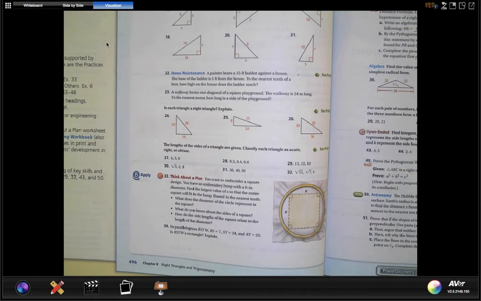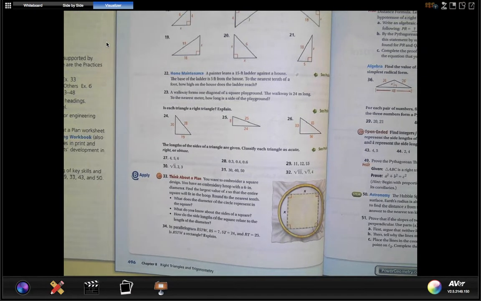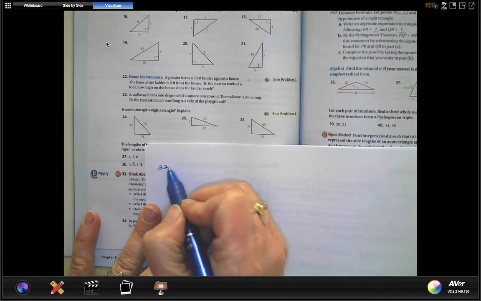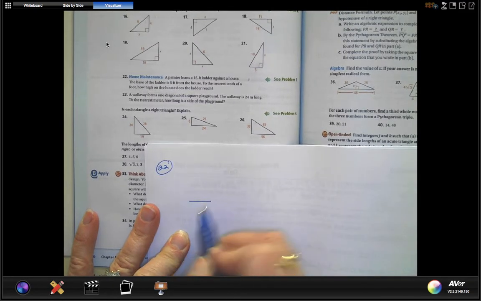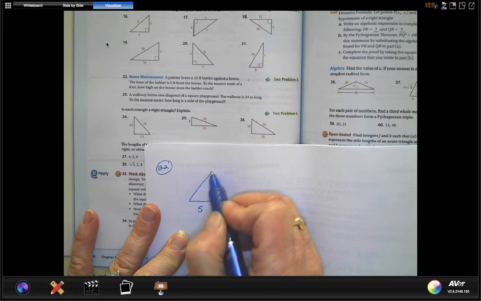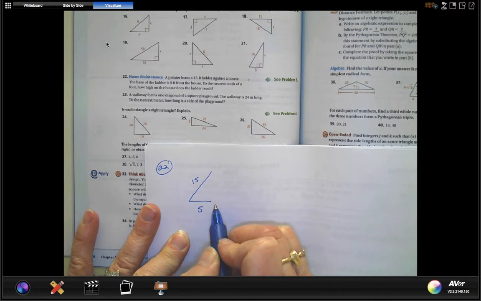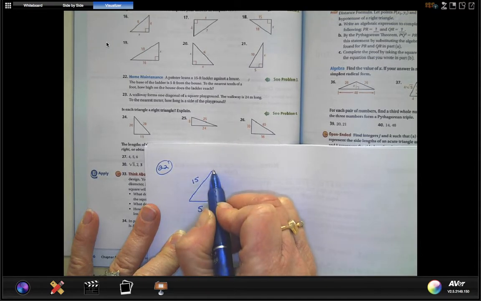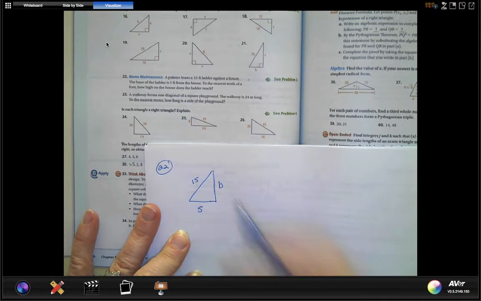So 22 says, a painter leans a 15-foot ladder against a house. The base of the ladder is 5 feet from the house. To the nearest tenth of a foot, how high on the house does the ladder reach? So you just want to find this side right here. You can call it whatever.